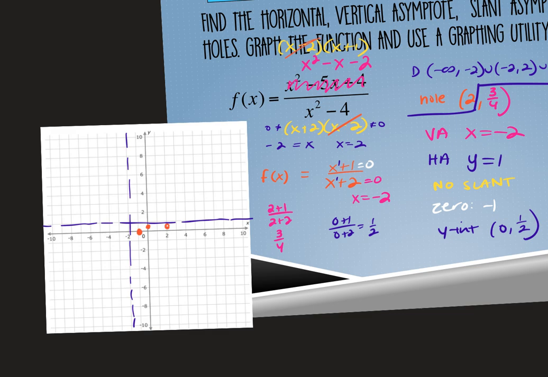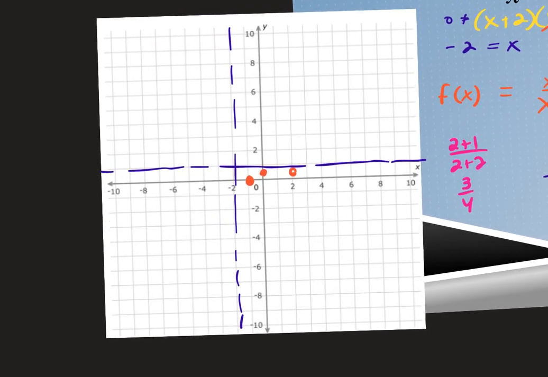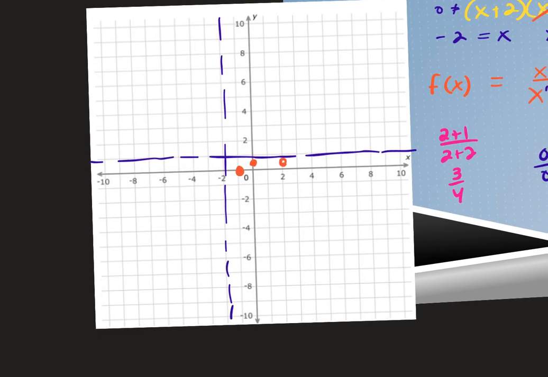So where do we think the curve on the right is going? Above or below the horizontal asymptote? Where did I just plot all those points? Below. It's going to go below. So it's going to come here, it's going to cross through here, it's going to stop at that hole, and it's going to continue on beyond it.